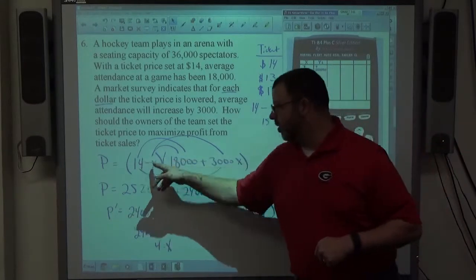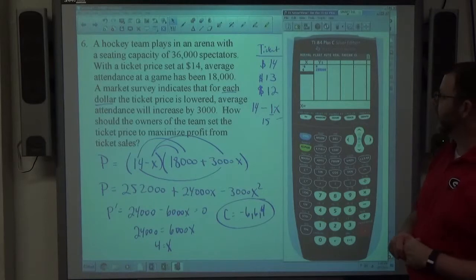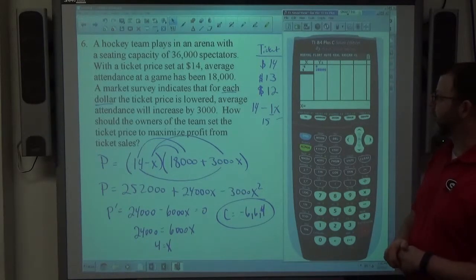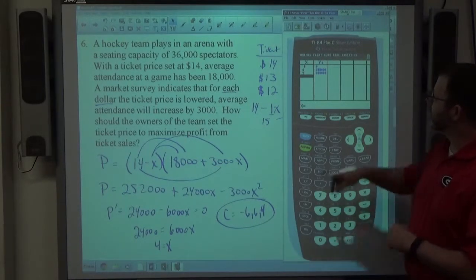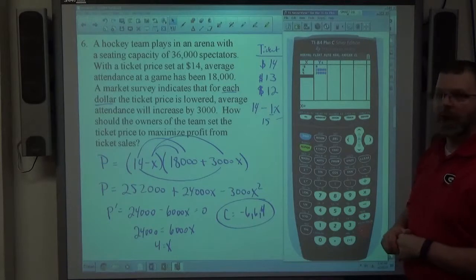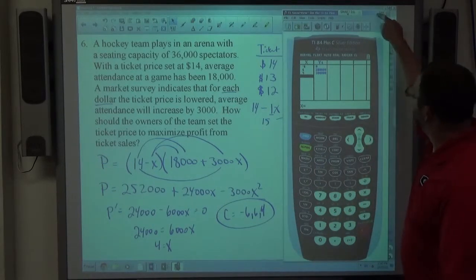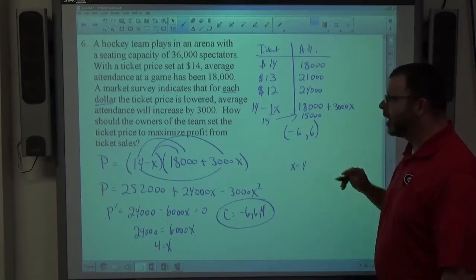When we did 14 times 18, it was only 252, so that's actually more money than we made with the current. So lowering it to $8 is going to bring in enough customers that it's going to actually increase our profit. But if we put it at x equals 4, notice we get $300,000. So we won't have a full arena, but we'll be making the most money. That's what we're looking for. So we can see that x equals 4 results in a maximum.